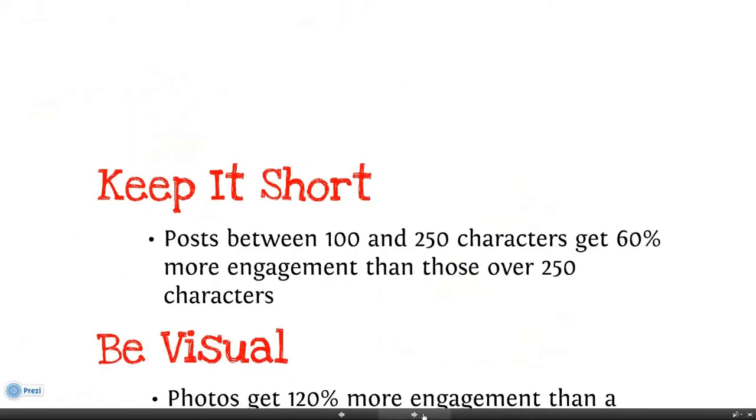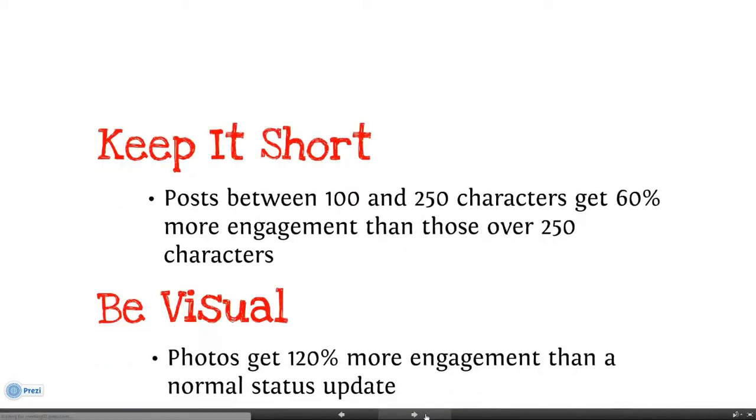So there's a couple of short, easy rules that you can use when you're making these posts in order to maximize the edge rank, get engagement, and build up those affinity scores with people over time. The first is to keep it short. Posts between 100 and 250 characters get 60% more engagement than those over 250 characters.